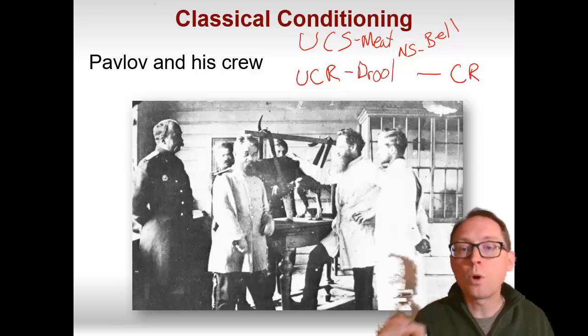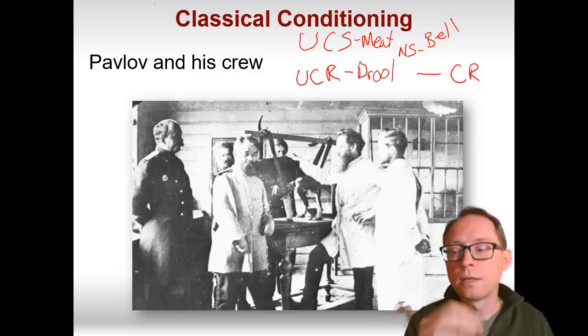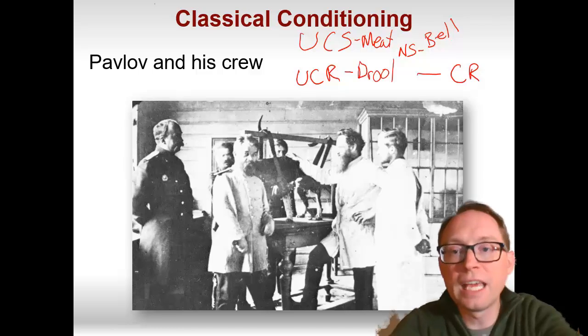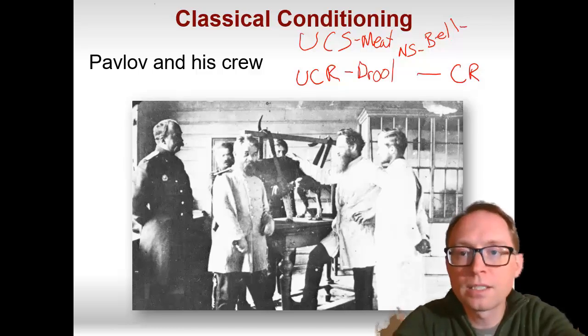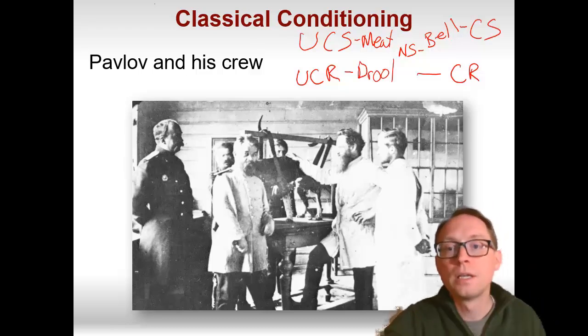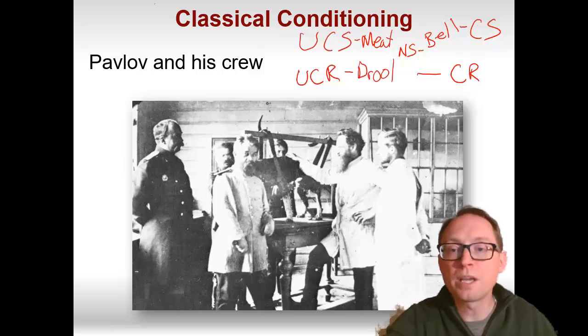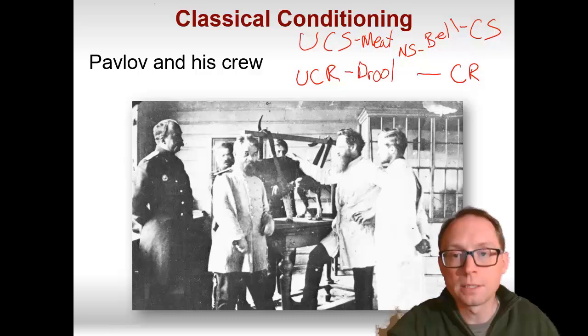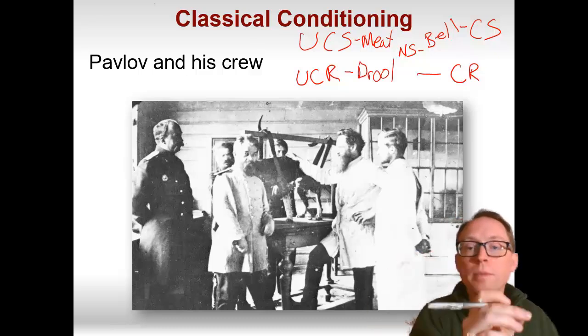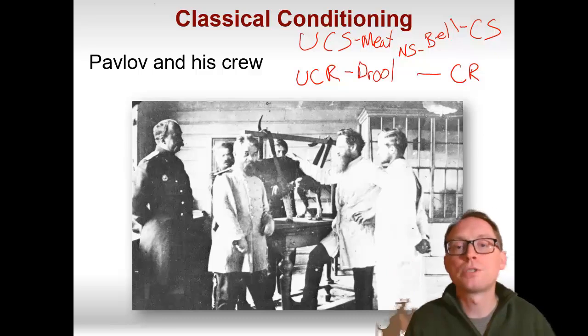The more you do that, pretty soon you don't even have to give the meat. Instead, the bell becomes the CS. We call that the conditioned stimulus, because now the bell is the stimulus that gets the response by itself. The bell causes the dog to drool. At first, the dog would only drool when it encountered the meat. But when we paired the bell with the meat over and over again, pretty soon the bell by itself led to the drool.